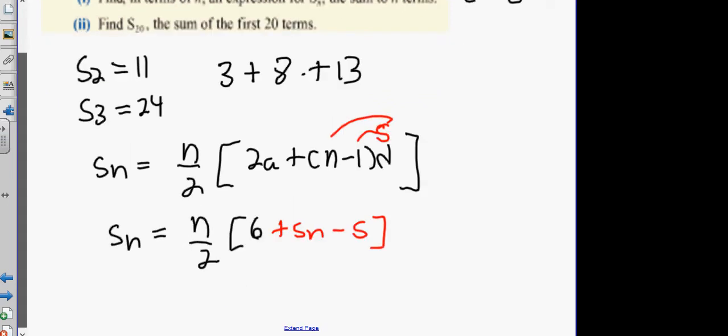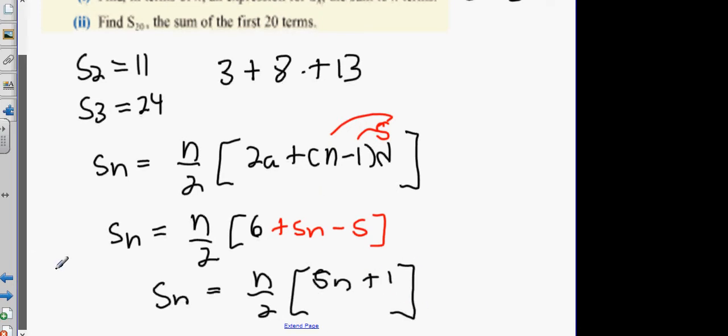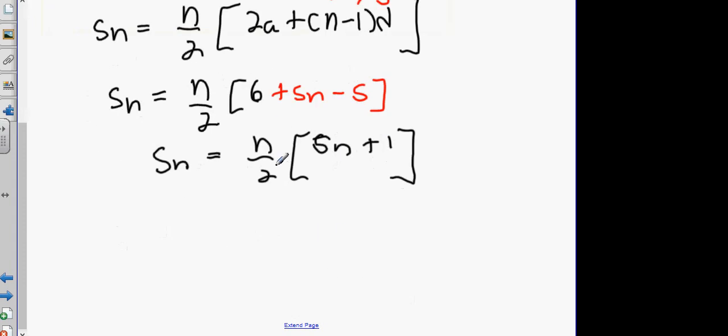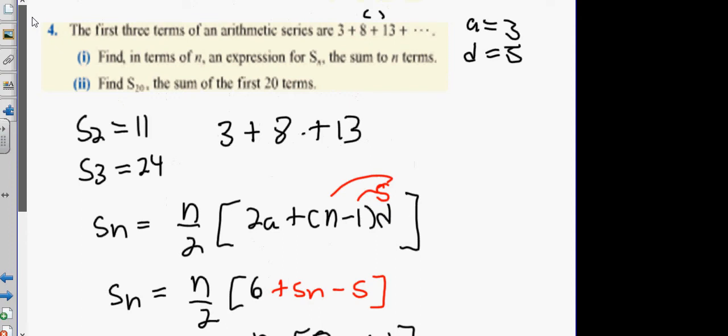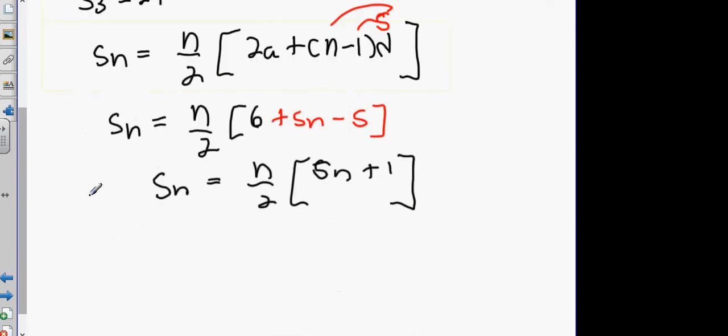Okay? Then you multiply it out, and what you get is n over 2 into 5n, 6 minus 5 is plus 1. So that's what you have here. Sn equals n over 2 into 5n plus 1. What you're asked to do in this question is to find S20. So that's the answer of part 1.